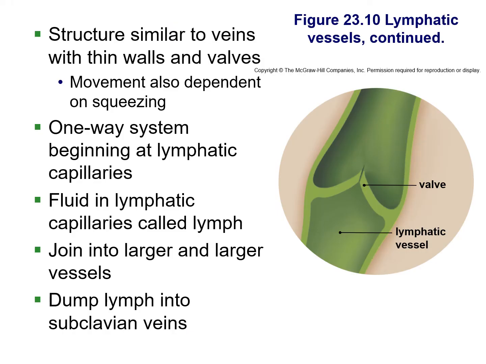And so there you see it again, a little bit closer, but it's dependent on squeezing, so you're still dealing with blood pressure, except it's not blood. In this case, it's lymphatic fluid, or lymph. And so it goes into larger and larger vessels, and it ends up doing a dump up at the subclavian veins. That's where the transfer happens between the blood and the lymphatic system quite a bit.